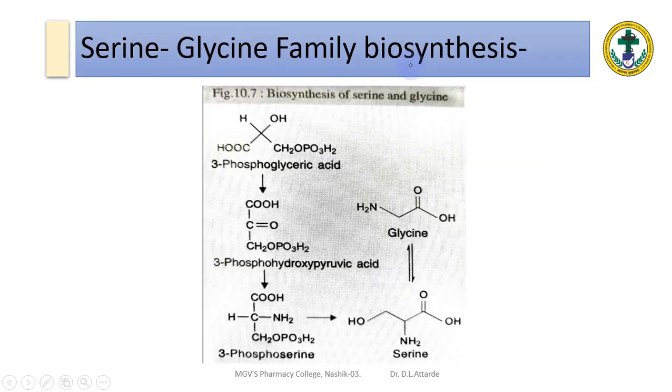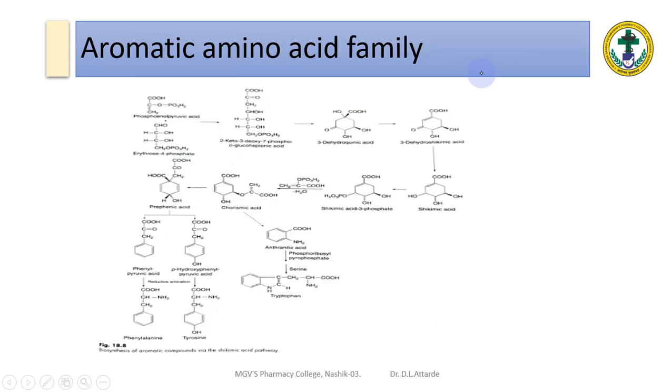Now serine glycine family biosynthesis. Here 3-phosphoglyceric acid comes from the initial breakdown of glucose, or we say glycolysis. This gives 3-phosphohydroxypyruvic acid. Here you can see how the keto changes in this group at this level, and this forms 3-phosphoserine, which is converted to serine, and that gives rise to the compound glycine further. So that family is called serine glycine family biosynthesis.